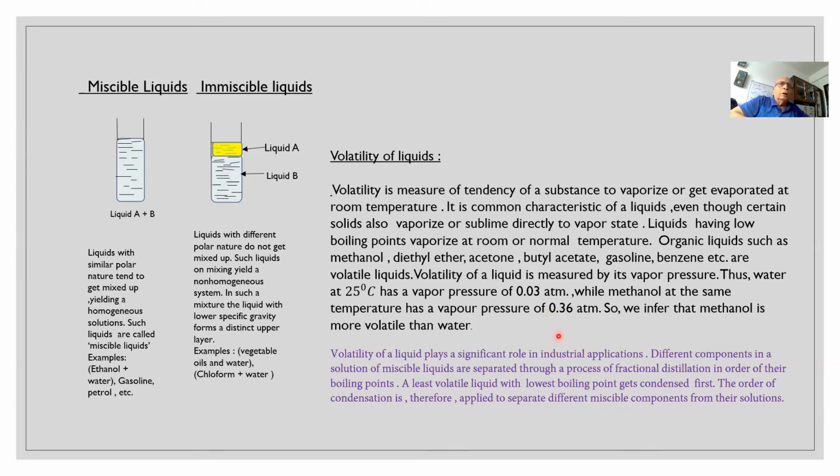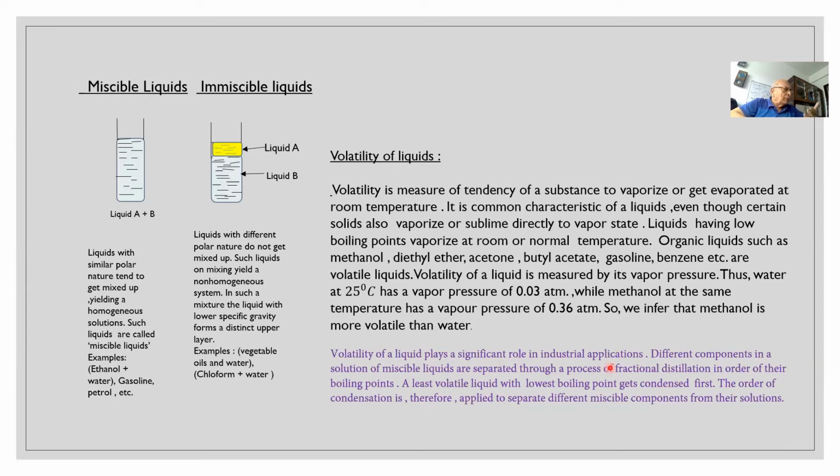What does it mean? There's a lot of difference between 0.03 and 0.36. It means that methanol or methyl alcohol will vaporize faster as compared to water. Or you can say that methanol is more volatile than water. And this is an important characteristic. We apply it, we use it. The volatility of a liquid plays a significant role in industrial applications.